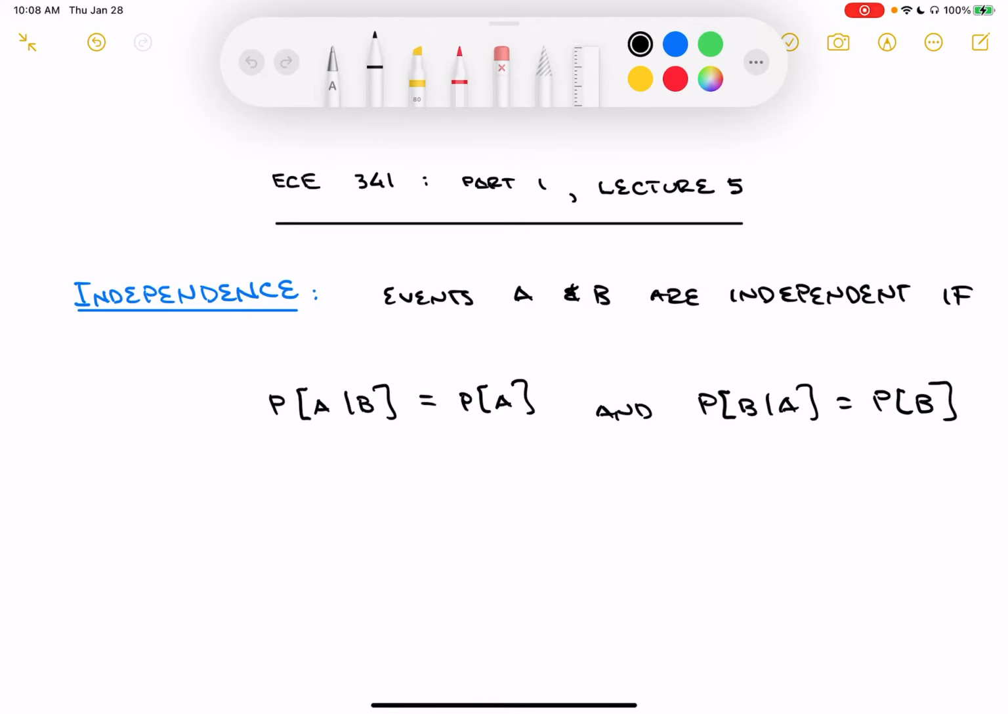Same sort of thing with conditioning on A. If I know A, I won't know anything about B. I won't get any additional insight. I won't be able to modify or update or further refine my probabilities. So independent events are ones that knowing one or the other doesn't help you understand the other event.